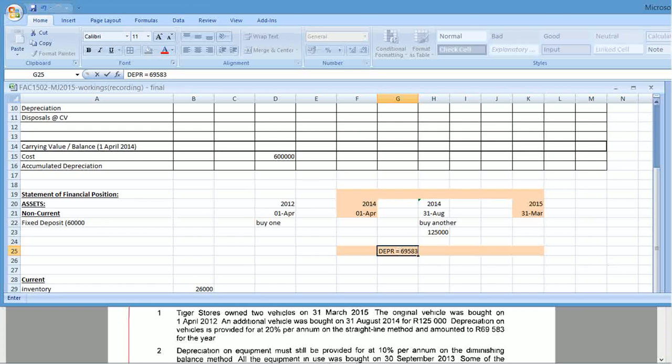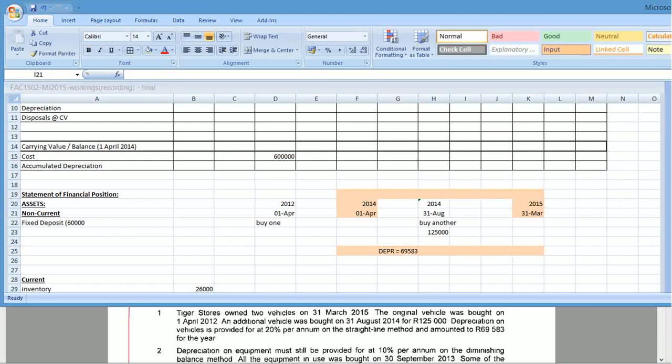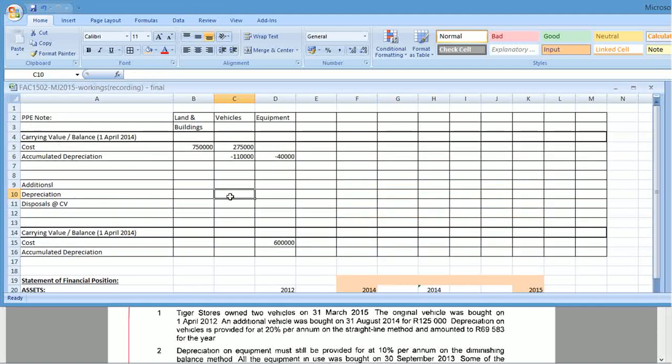6969583 is given in the actual question. So if that's given in the question, we can then record that in our accounting records for that particular date. So we know vehicles, where is it? Vehicles there, depreciation, negative 69583.